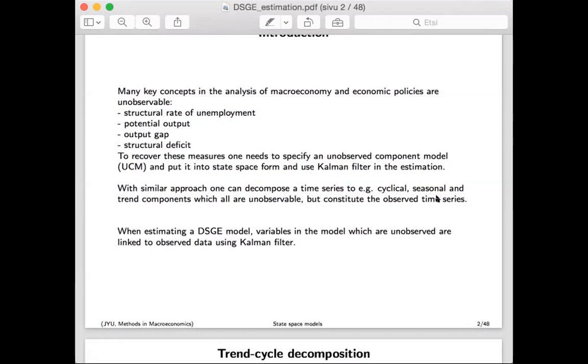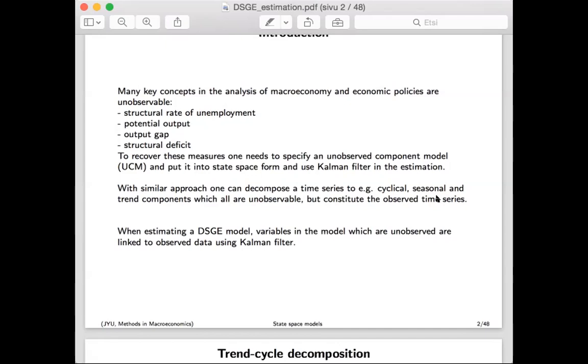And how to do this is that one needs to specify a so-called unobserved component model and then put it into a state space form and then use the Kalman filter to link it with the data and estimate the model parameters. And in a similar way, one can decompose the time series into different components, for example, cyclical, seasonal, trend components, and then these sum to the original series. We will study as an example how to decompose a time series into cyclical and trend components.